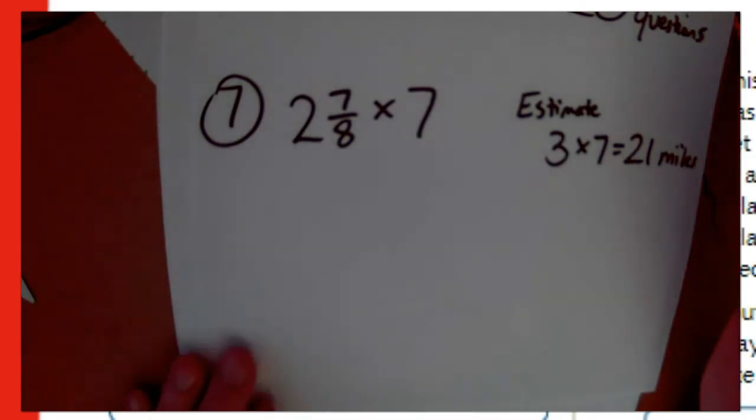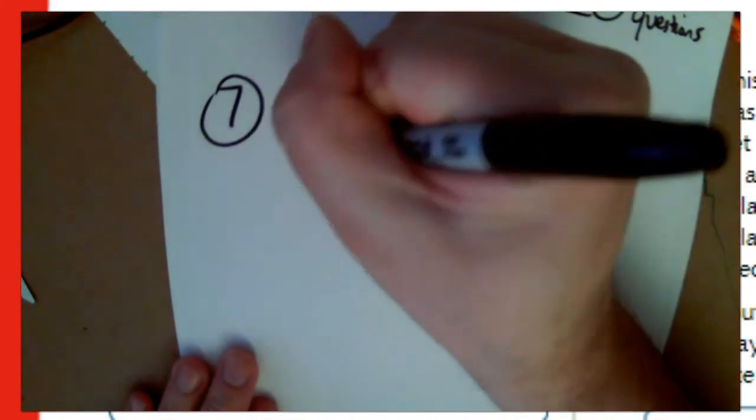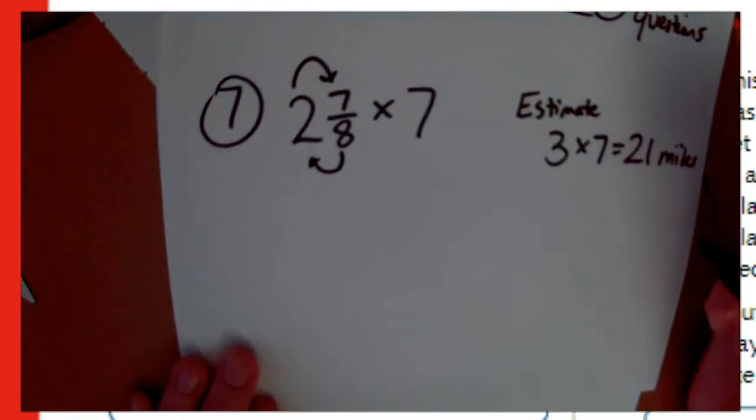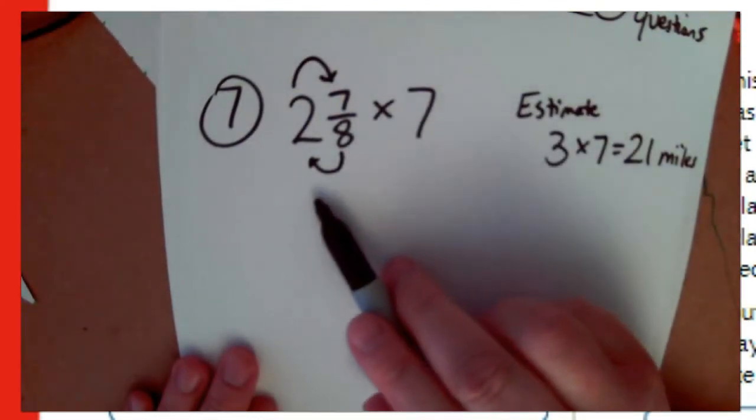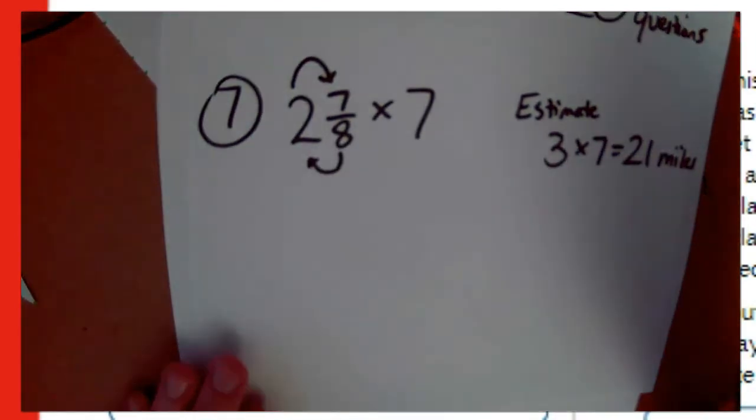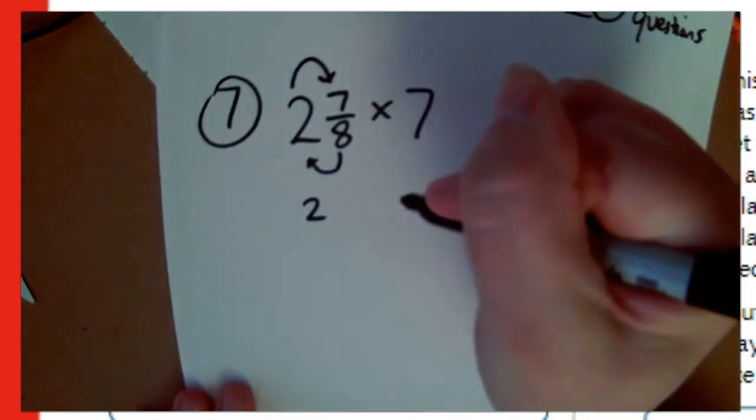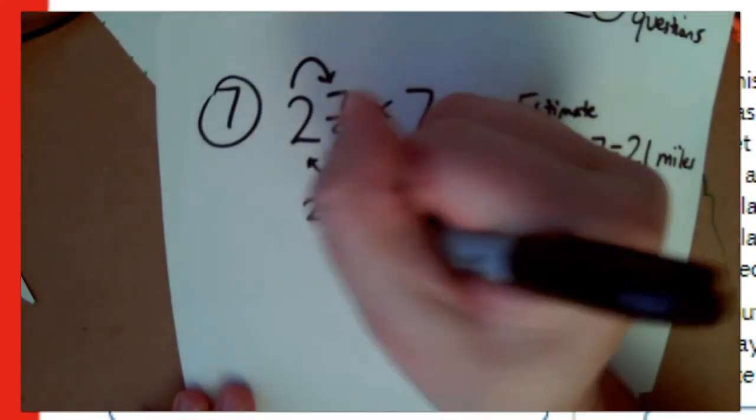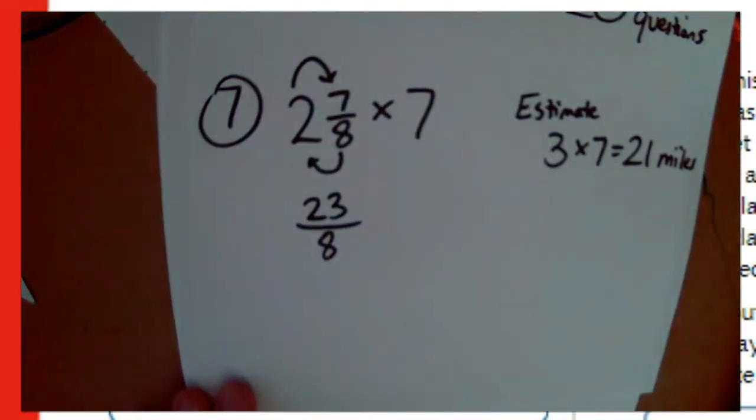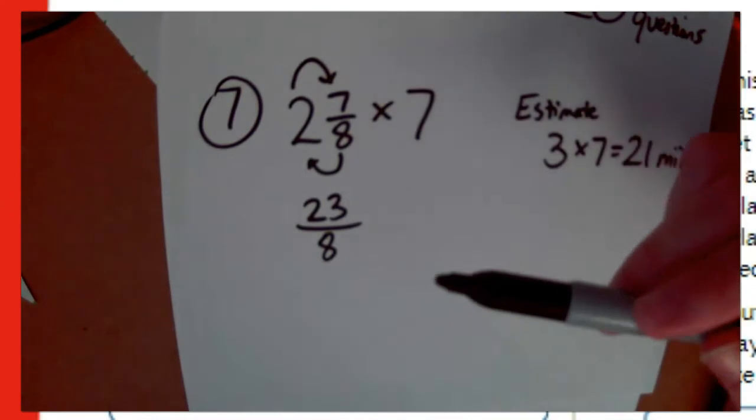Let's get the exact number right now. So 2 7/8, I want to turn that into an improper fraction. So I multiply 8 times 2 is 16, and then 16 plus 7 is 23. We'll keep the denominator the same. So 2 7/8 is the same as 23/8.